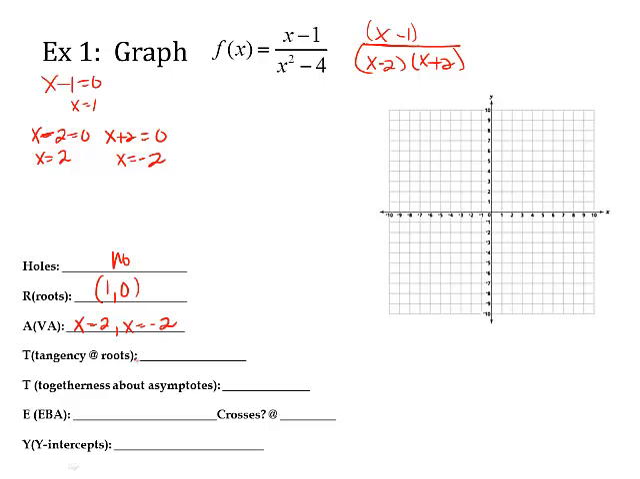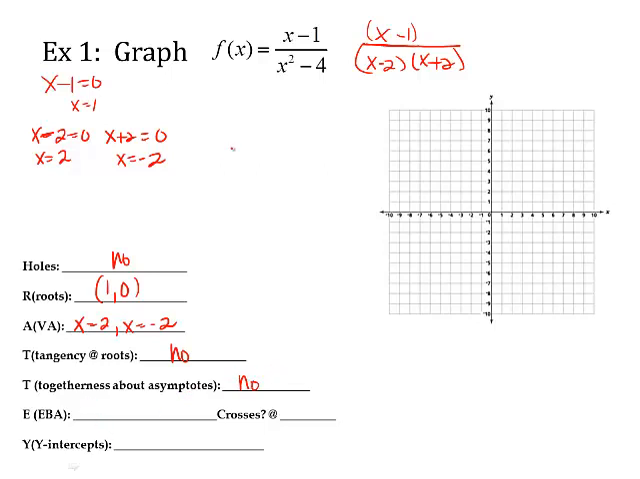Tangency at the roots. Okay, so I look in the numerator. Do I have any factors repeated in the numerator? No. So nothing's bouncing off the x-axis. Togetherness about the asymptotes. I look in the denominator. Do I have any factors repeated in the denominator? No. This is x minus 2, this is x plus 2. They're different. They're not the same. So there is no togetherness.